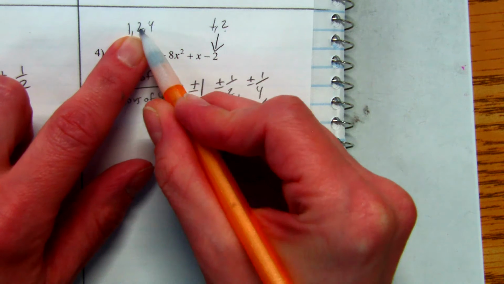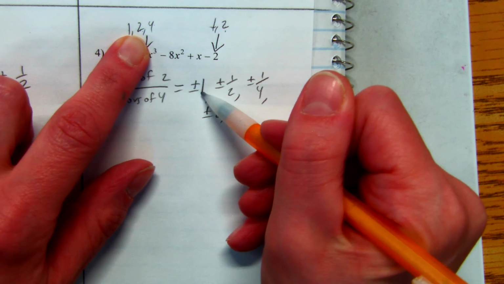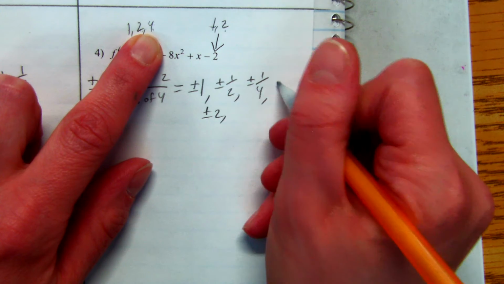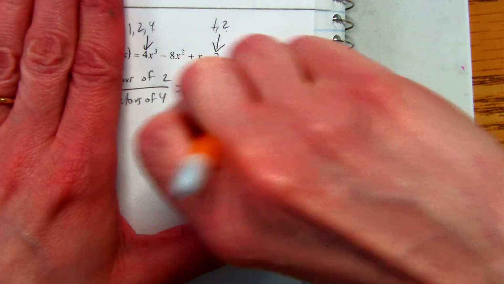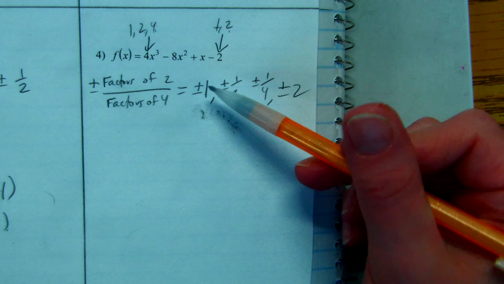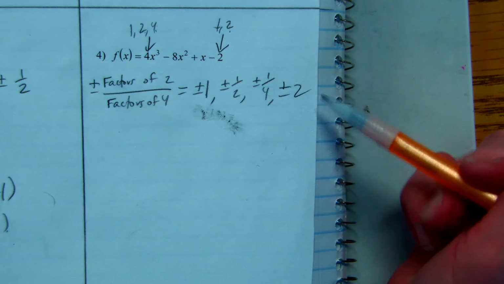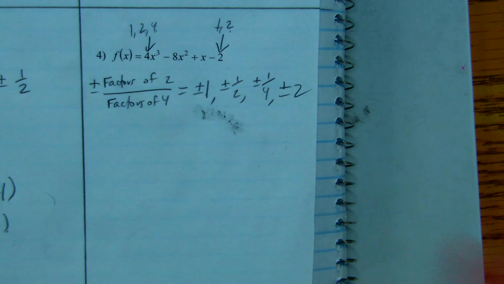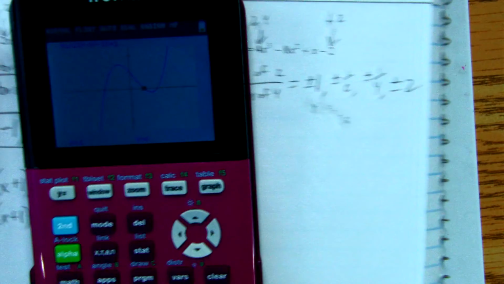2 over 2 would give me 1, which I already have. And 2 over 4 would reduce to 1/2, which I already have. I'm going to move this over here so I have more room for the next part. Okay, so if you do the positives and negatives, you have 8 possible roots. You could test using synthetic division. We're just going to use the calculator.